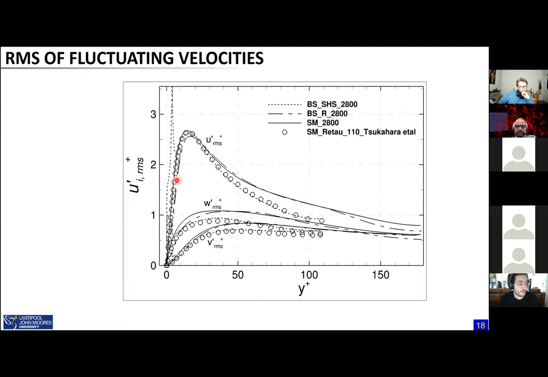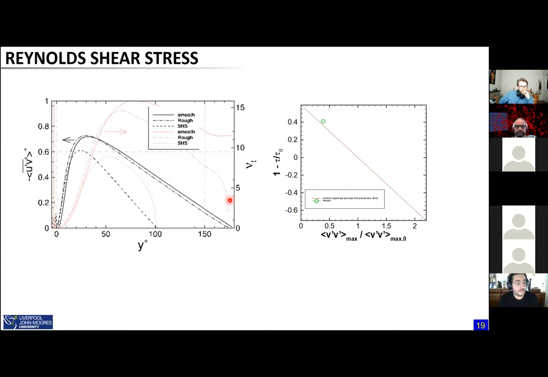The turbulent shear stress and viscous profile are shown here. It is shown that in the near wall region, which is up to y plus equals 15, the rough and superhydrophobic profiles are similar. This indicates that the structure of the near wall turbulence for both rough and superhydrophobic cases does not change.